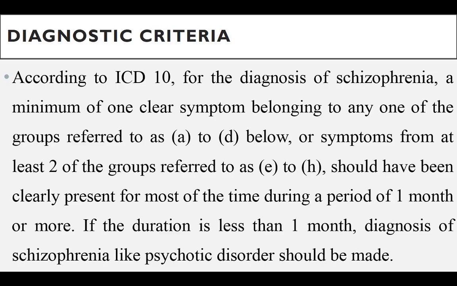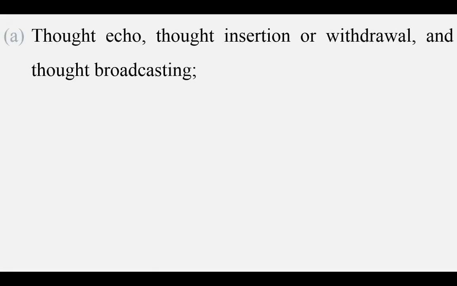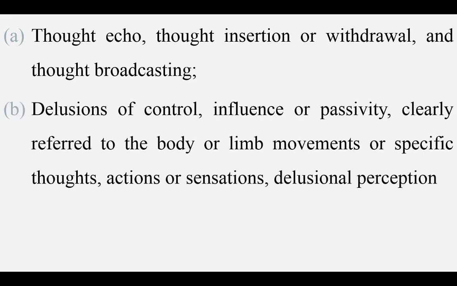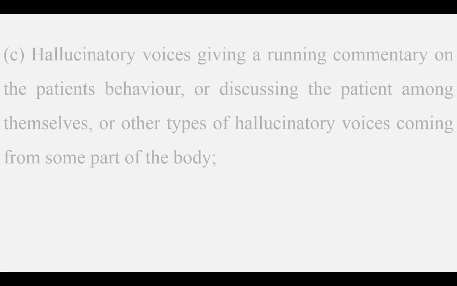One clear symptom belonging from A to D, or two from E to H. Now, let's see what A to D are. A: thought echo, thought insertion, withdrawal, or thought broadcasting. B: delusion of control, influence or passivity, clearly referred to body or limb movements or specific thoughts, actions or sensation; delusional perception.